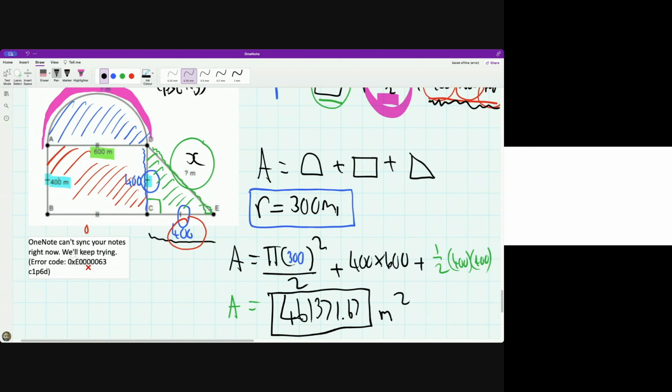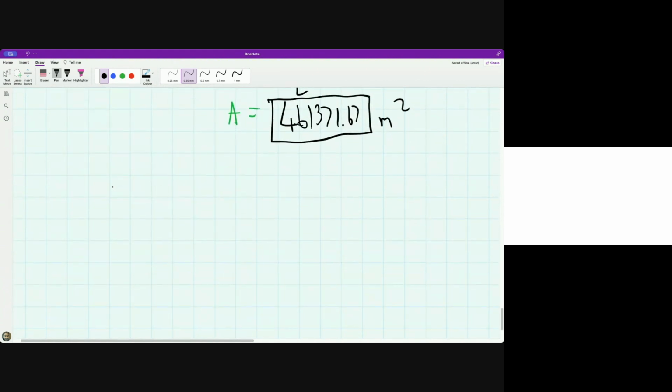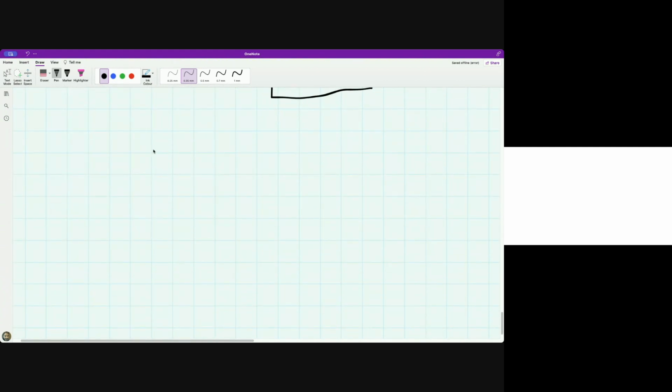Fantastic. Okay, so what have we done today so far? We've really just made sure we are comfortable with perimeter and area. But where are we going to go in the next lesson? I'm going to give you a little preview now. We are going to talk about surface area and volume of three-dimensional shapes. So what are the three-dimensional shapes that we need to start to think about?